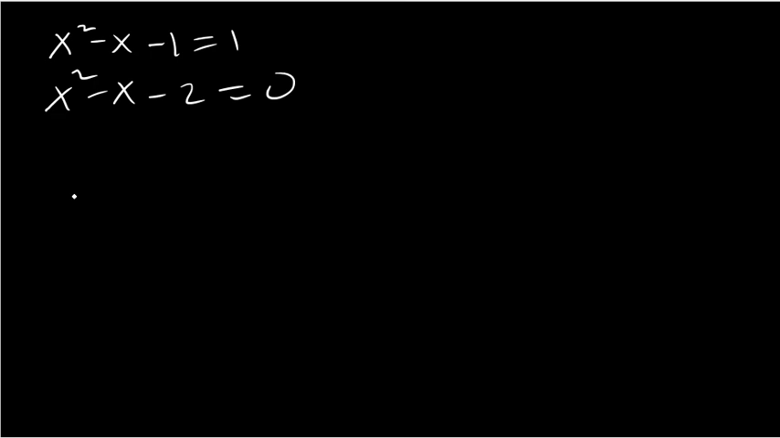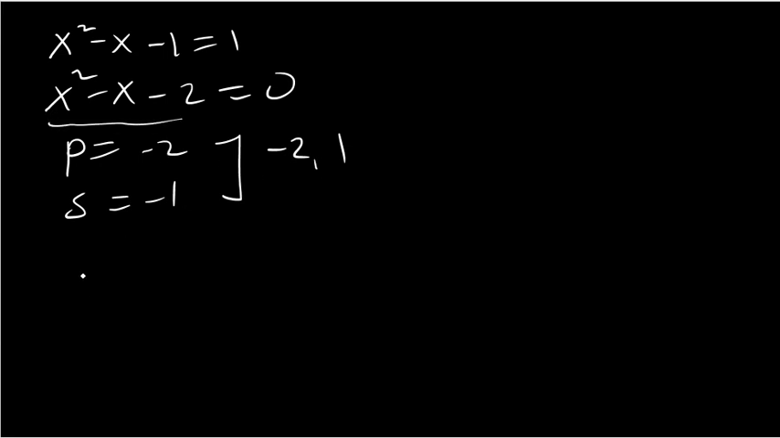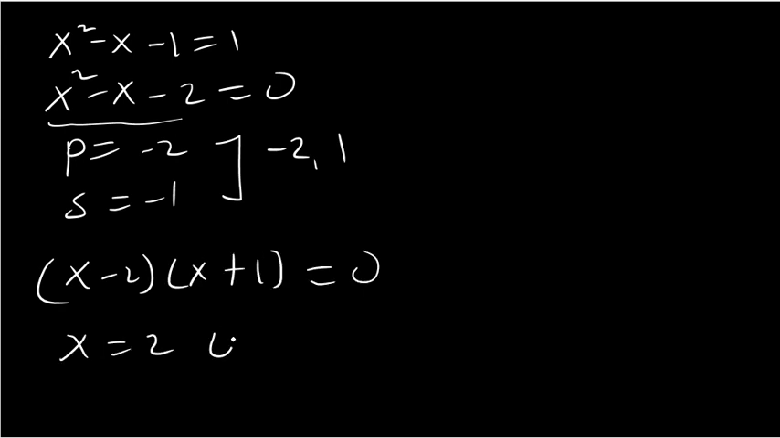It's quadratic. So we need to think of two numbers whose product is negative 2 and whose sum is negative 1. Those numbers are negative 2 and 1. If you multiply, you'll get negative 2, and if you add them, it will be negative 1. So when you factorize this, it's going to be x minus 2 and x plus 1. You can do it by formula even to solve this. It is equal to 0. That means x is equal to 2 or x is equal to negative 1.